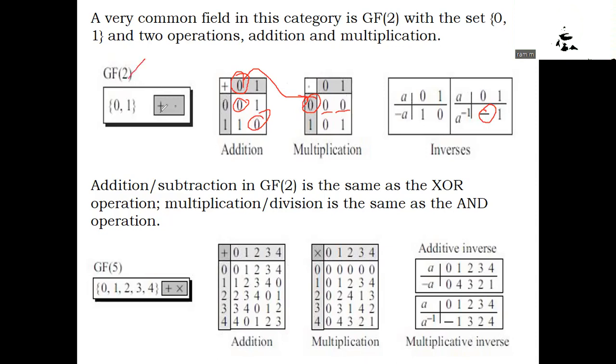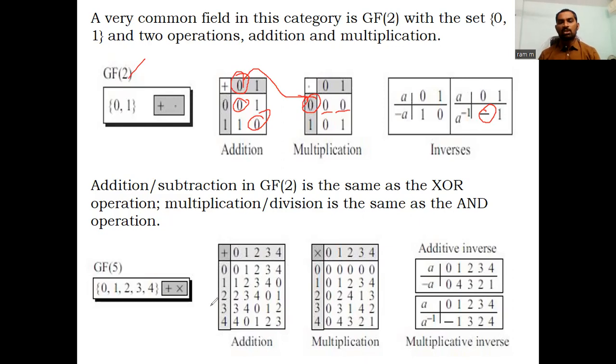Here 2 is a prime number. This is a Galois field. Here addition or subtraction in GF(2) is the same as the XOR operation, and multiplication and division is the same as the AND operation.